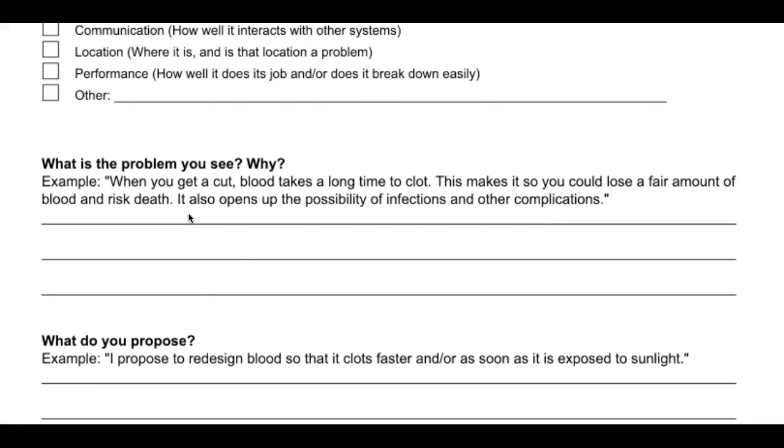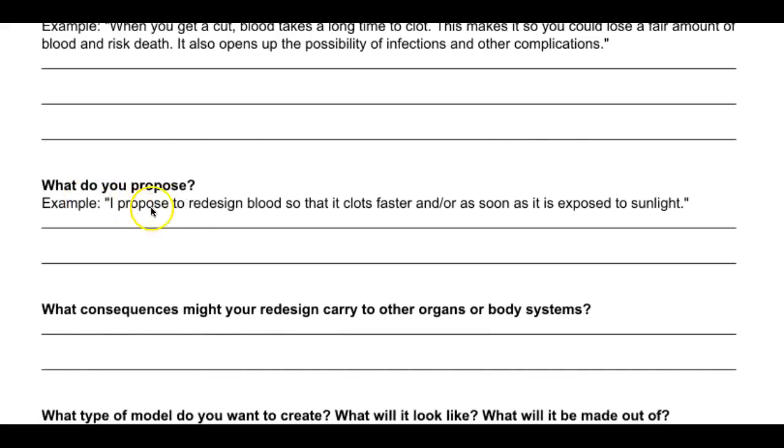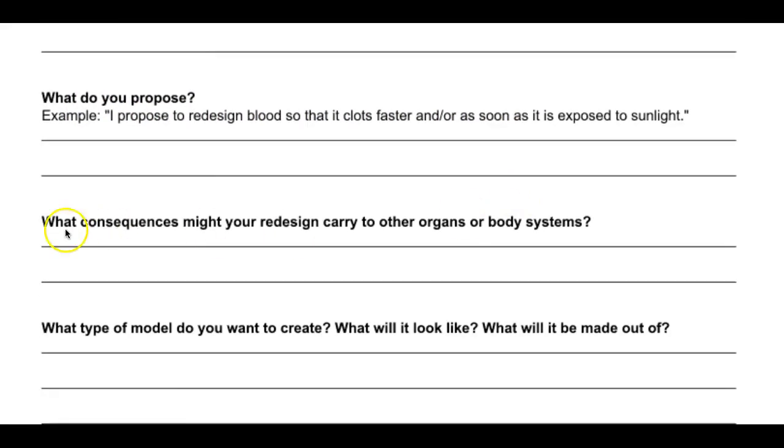And then I want you to answer these questions. What is the purpose you see? Why? For instance, when you get a cut, blood takes a long time to clot. This makes it so you could lose a fair amount of blood and risk death. It also opens up the possibility of infections and other complications. What do you propose? I propose to redesign blood so it clots faster and/or as soon as it is exposed to sunlight. What consequences might your redesign carry to other organs or other body systems?